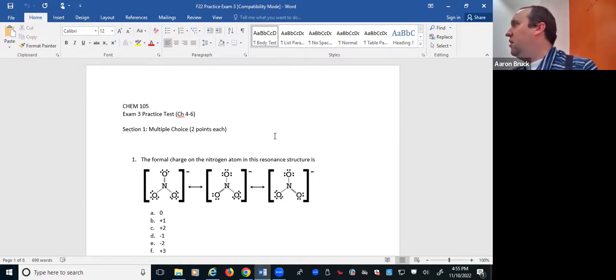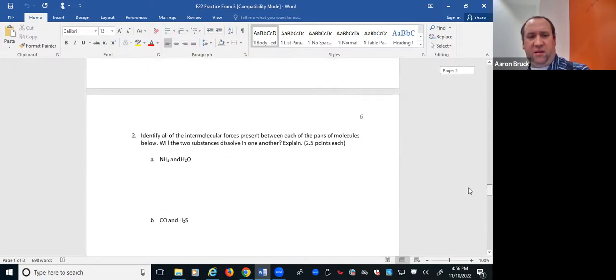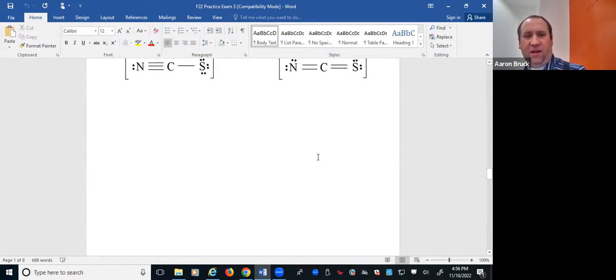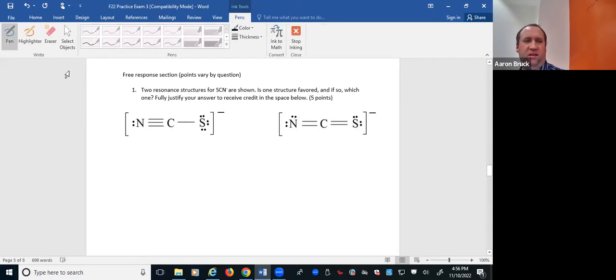Jackie. Sure. So number 1 on the free response. Okay. Here we are shown 2 different forms of the thiocyanate ion. What we're asked to do is pick one that is the favored one and justify our decision.